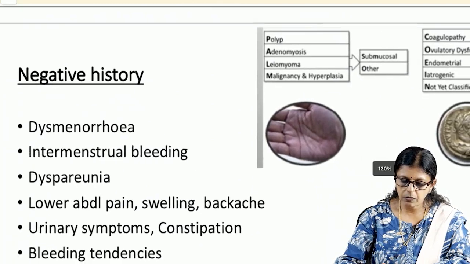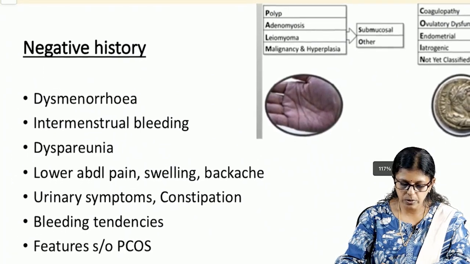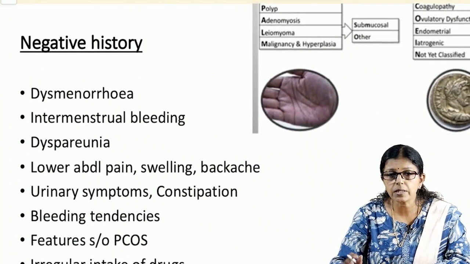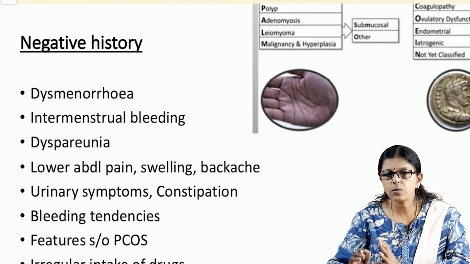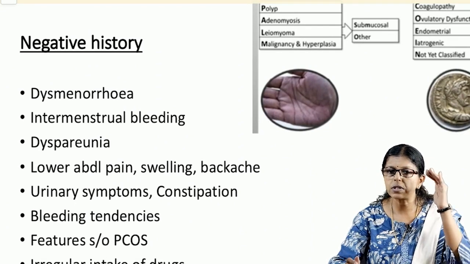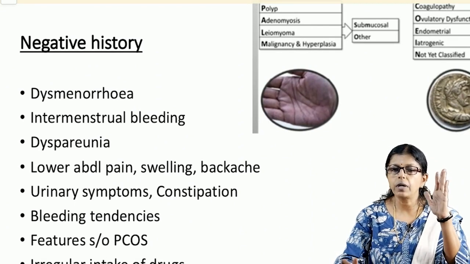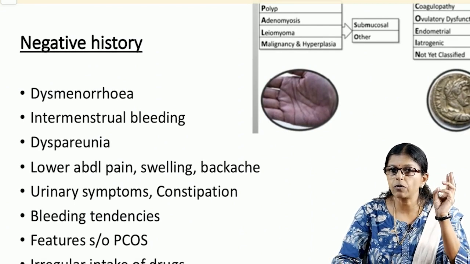Then we have to look at, now this is a patient who is having bleeding, and she has come to you, you've taken the history. Now you have to take some negative history. How do you ask? What are the questions that you ask? Again, you have to have this list of PALM-COEIN in your mind. Polyp. What are the other things that she can have apart from heavy menstrual bleeding?